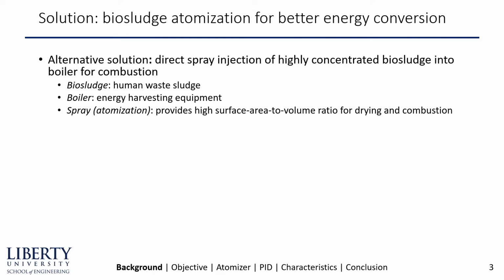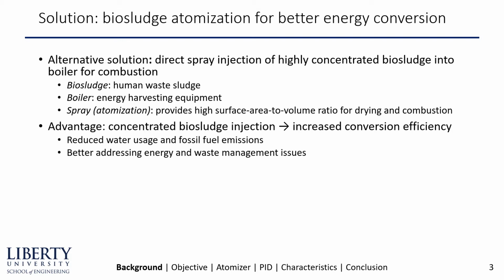So let me break that down. The biosludge is just the term I'm using for human waste sludge. The boiler is our energy harvesting equipment, and we spray or atomize the biosludge as we inject it into the boiler to provide a higher surface area to volume ratio for better drying and combustion. The advantage of injecting a concentrated biosludge is that we increase the conversion efficiency compared to those other methods I mentioned, reducing water usage and fossil fuel emissions, and better addressing energy and waste management issues.